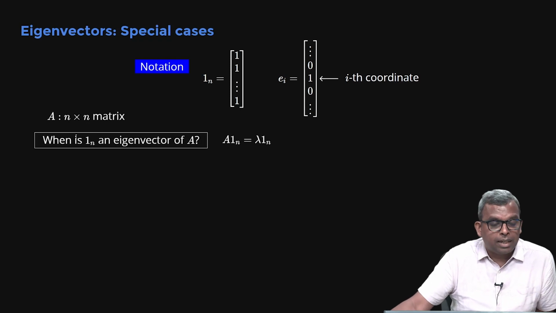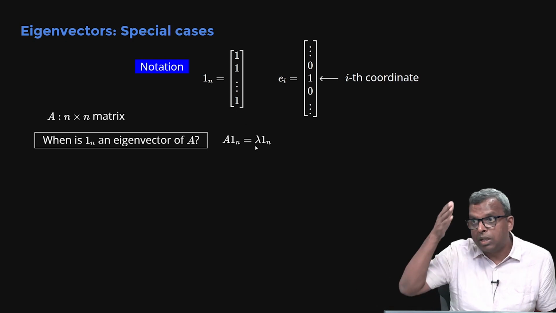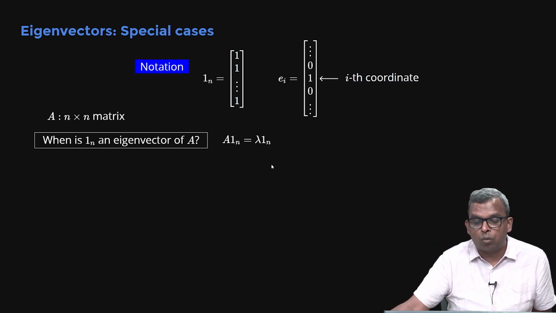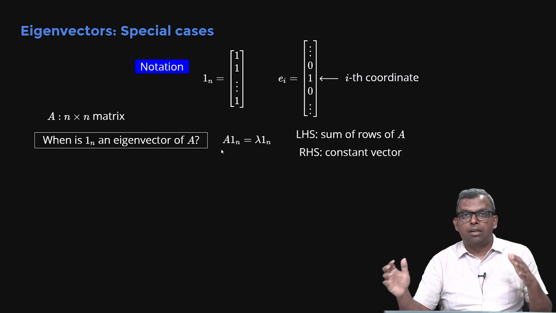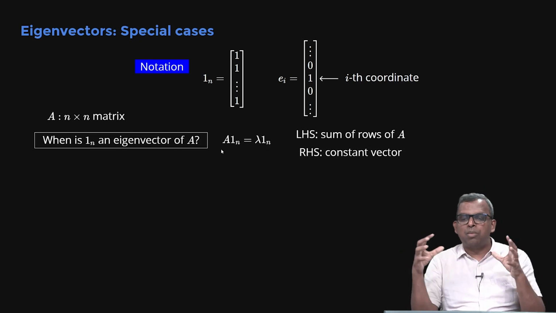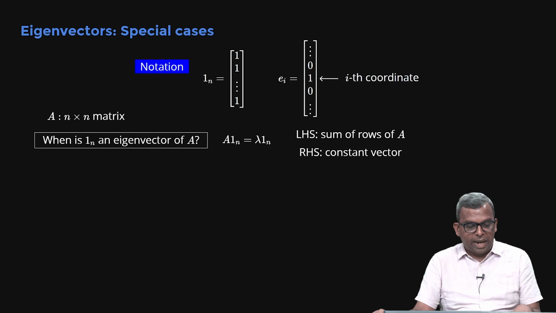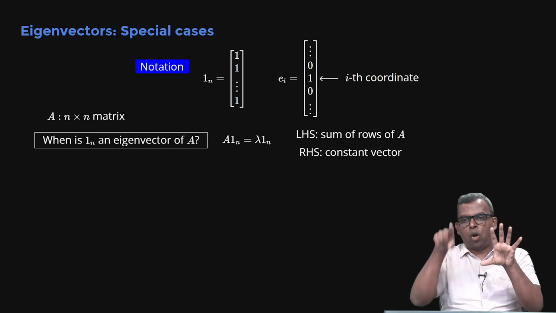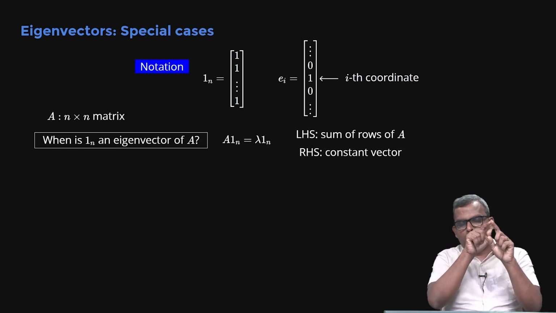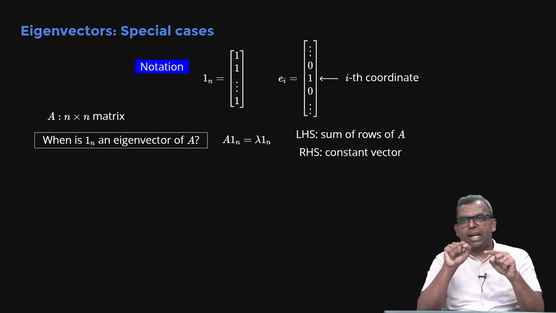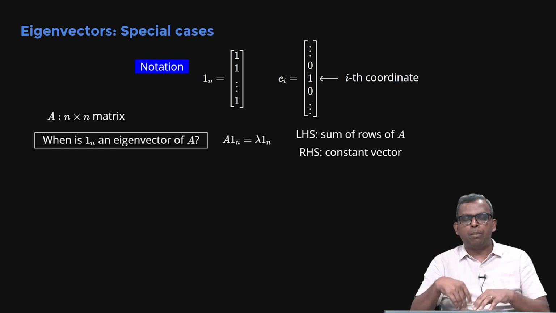Okay, so here is A, which is an n cross n matrix. So let's ask, when is 1_n an eigenvector of A? If it's an eigenvector, then what should happen? A times 1_n, A times the all ones vector on the right, should be lambda times 1_n. So what do you have here? On the left hand side, you have the row sums of A. Hopefully you see that when you multiply A and the all ones vector, every row gets summed. You will get a vector where the first entry is the first row sum, the second entry is the second row sum, and so on.